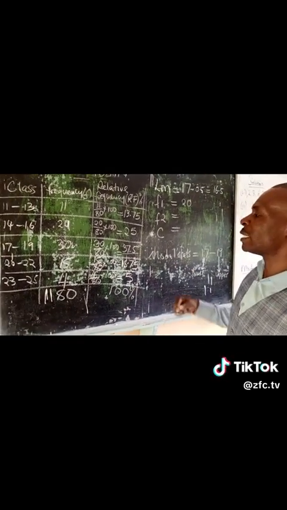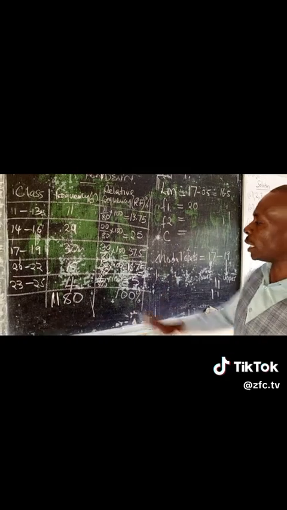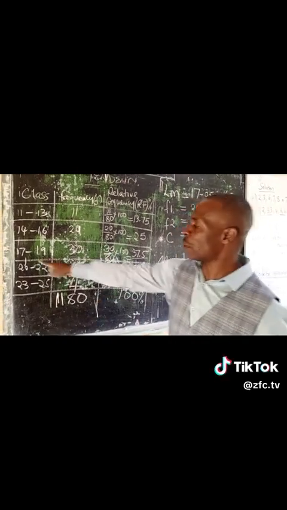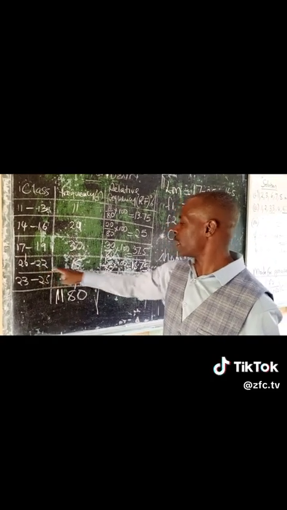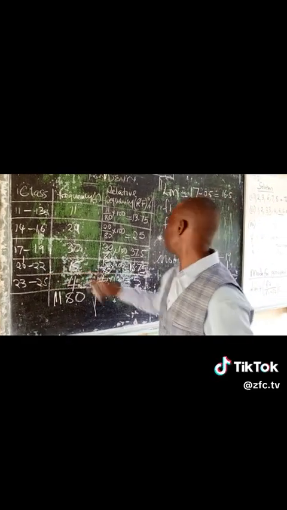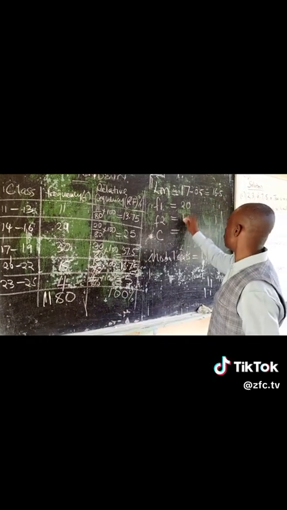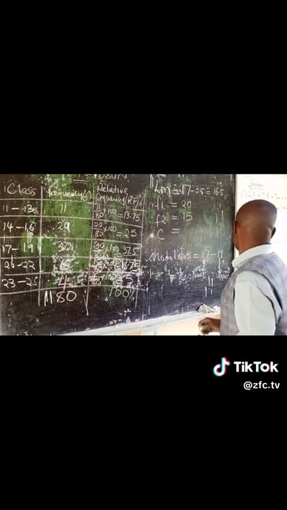F2, they have said, is the frequency just after the model class. So the model class is 17 to 19, and the class after it is 20 to 22. What is its frequency? It is 15. So F2 is 15. I hope we are okay there.